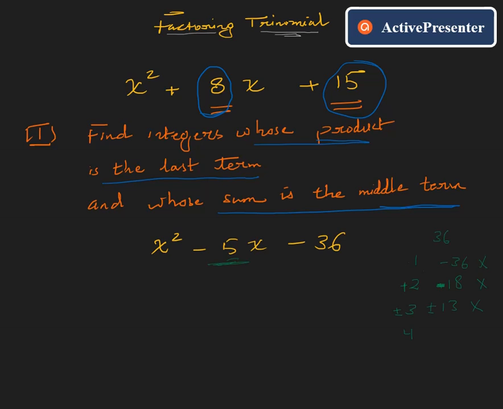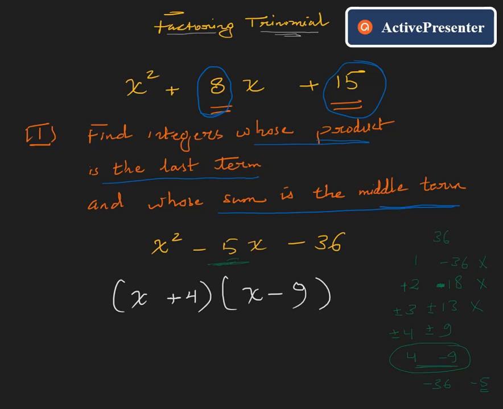36 divided by 4 is 9, okay? Let's check with positive here, negative here, positive here, negative here, and you will find that 4 and minus 9 are the two integers that when you multiply you will get minus 36, and when you add them together you will get minus 5, which is the middle term. Okay, so our answer should be here x plus 4 multiplied in x minus 9.